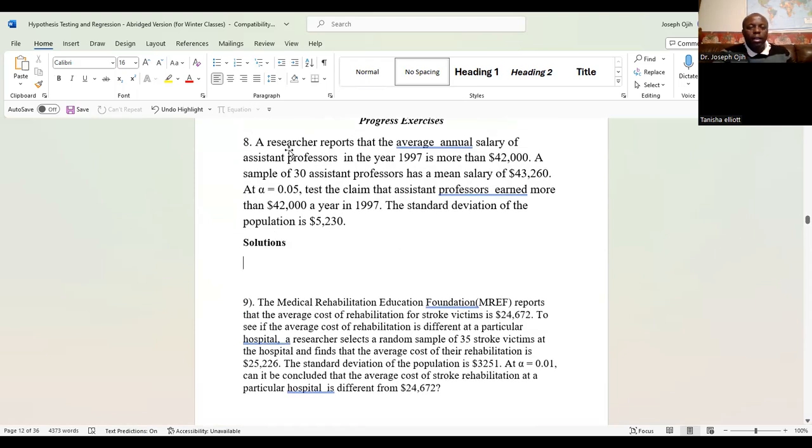It says here that a researcher reports that the average annual salary of assistant professors during the year 1997 is more than 42,000. A sample of 30 assistant professors has a mean salary of 43,260. At alpha 0.05, test the claim that the salaries of assistant professors at that time in 1997 is more than 42,000.